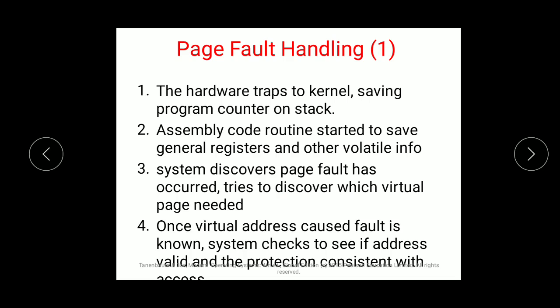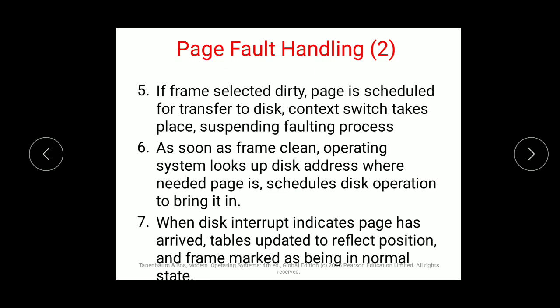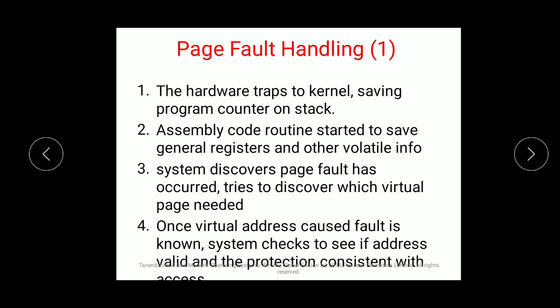Page fault handling: the hardware traps to the kernel, saving the program counter on the stack. An assembly code routine is started to save general registers and the volatile information. The system discovers that a page fault has occurred and tries to discover which virtual page is needed. Once the virtual page that caused the fault is known, the system checks to see if the address is valid and the protection consistent with it. If the frame selected is dirty, the page is scheduled to transfer to disk. A context switch takes place, suspending the faulting process. So page fault handling, how it is done, is given here.